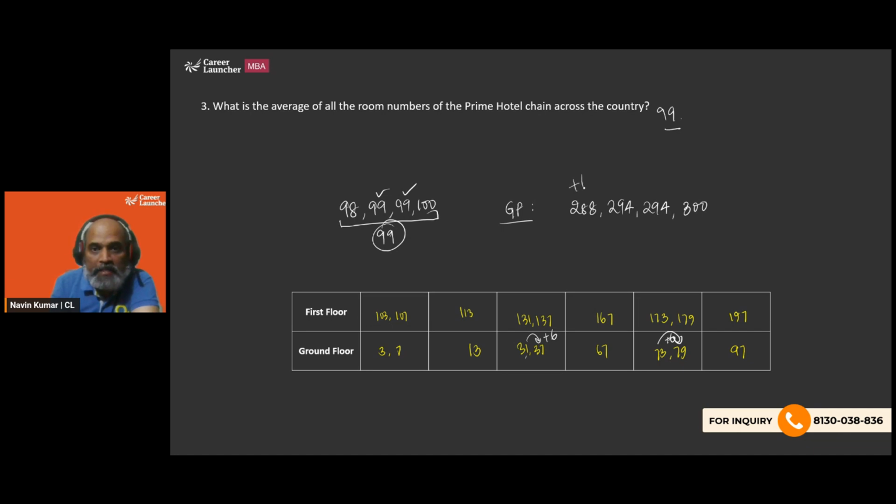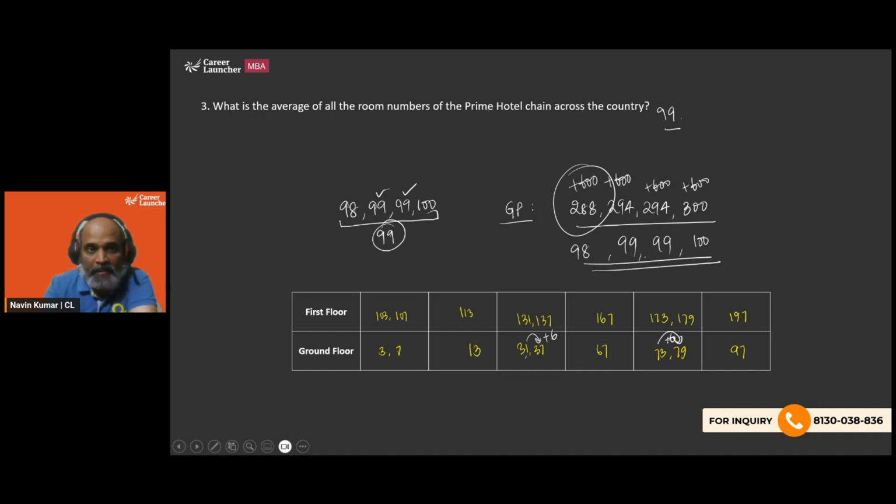So when I add 600 to each of them, because the first floor room numbers are 100 more than what we have, we are going to have these 4 cases. So this is going to give us an average of 98. This one was 99. Another will also be 99, and this will be 100. So the average of all these 4 will be the middle value, which is 99. Okay. Next one.